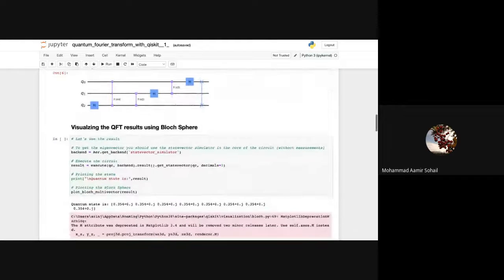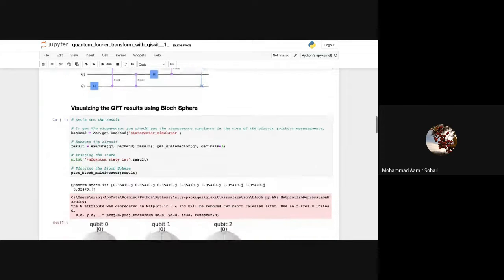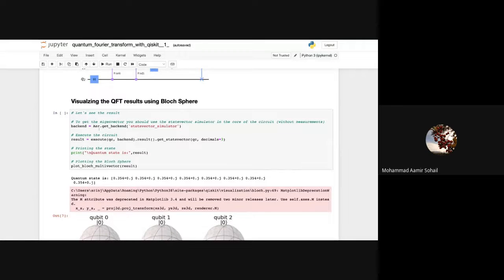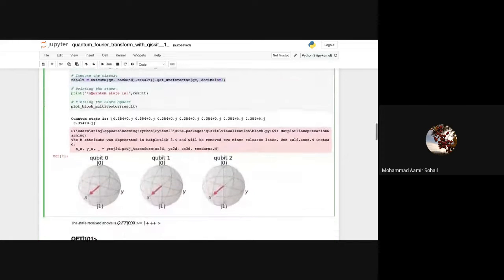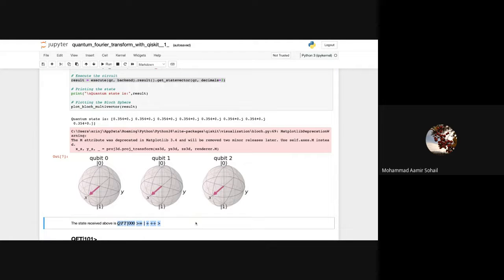To see the output, let's use the Bloch sphere to visualize the output of the QFT. We will use the simulation commands here to get the simulation results. We will execute the circuit using the function execute. And now this is what it is printing. So we get this state, this is nothing but the plus state, this one is the plus state, and this one is the plus state. And QFT of this is nothing but the plus.